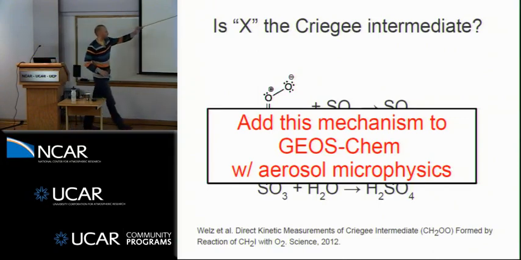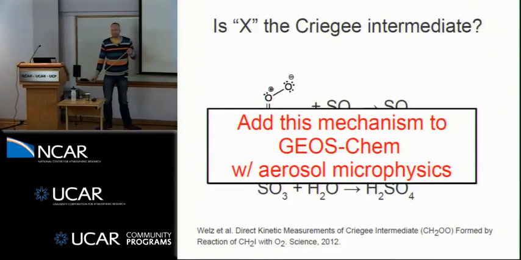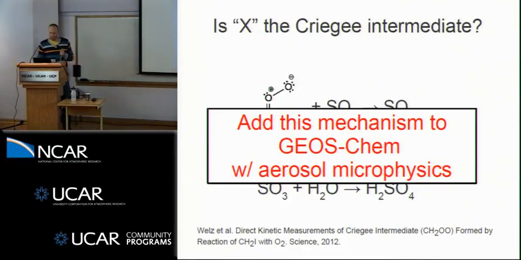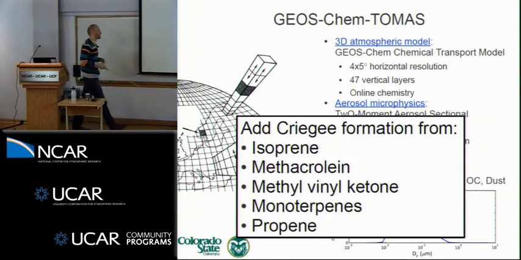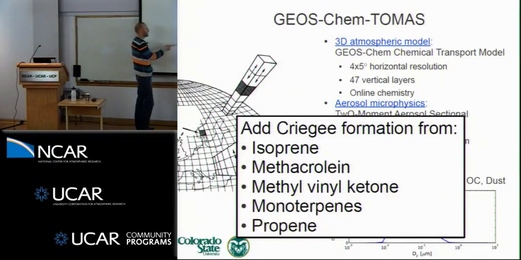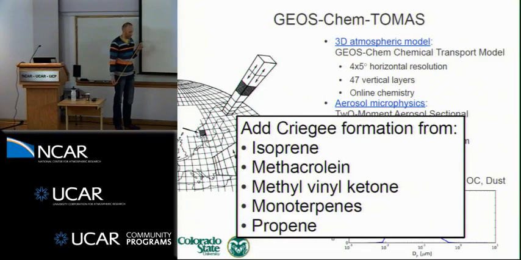So this mechanism that I showed a moment ago, what we did is we added this to the chemistry in GEOS-Chem and allowed it to affect our microphysics. This is the same model I showed you before. We added Criegee formation from isoprene, as well as isoprene products, methacrolein and methyl vinyl ketone. We have Criegee intermediate formation from monoterpenes, as well as the anthropogenic propene. And we assumed the fastest rate constants from those two papers, to sort of give what we think is maybe an upper bound in terms of the rate constant between the Criegee intermediates and SO2.